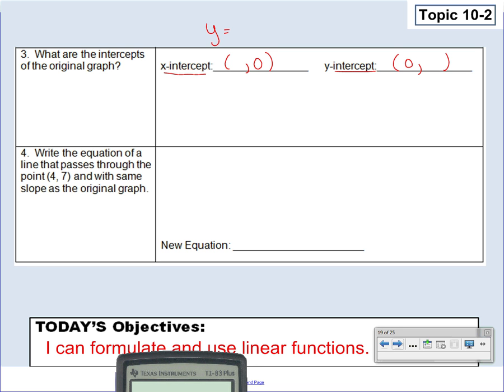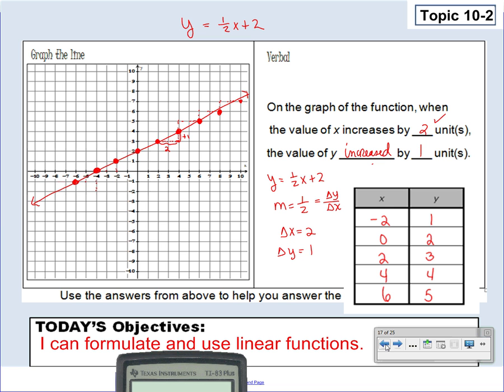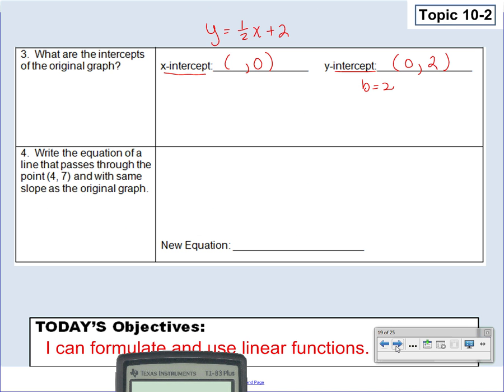So we have our equation, which was y equals 1/2 x plus 2. And we can get our y-intercept just from that equation because our b is equal to 2, so our y-intercept is (0, 2). To get the x-intercept, we can look at our graph and see if it is actually plotted on the graph. And sure enough, I can see on my graph that the x-intercept is where it crosses the x-axis at -4. So that x-coordinate for the x-intercept is -4.